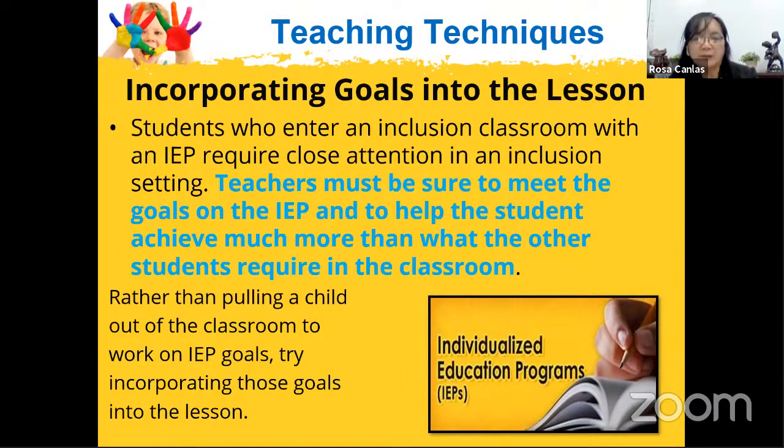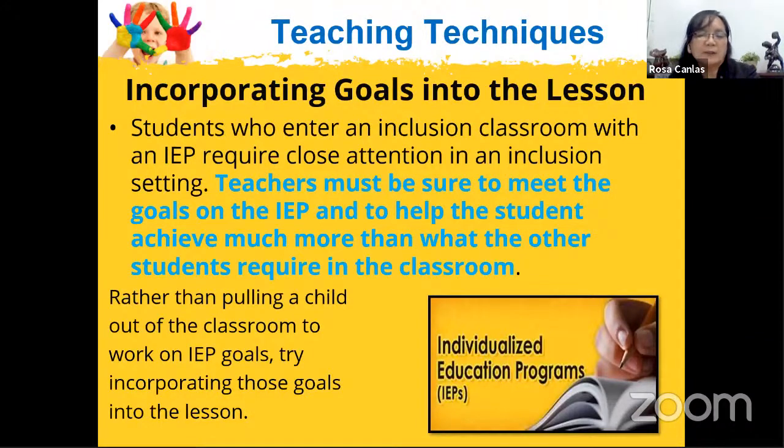So this is why teachers must be sure to meet the goals on the IEP and help the student achieve much more than what the other students require in the classroom. Rather than pulling a child out of the classroom to work on IEP goals, try incorporating those goals into the lesson.